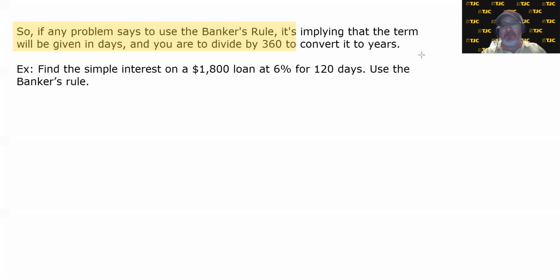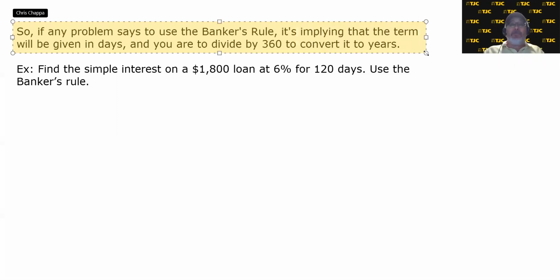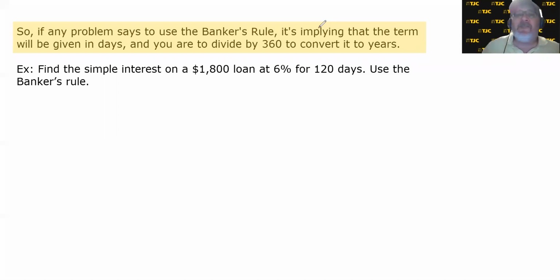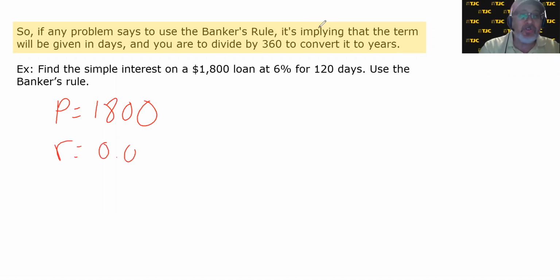Let me say that again, because this is really all it is. If any problem says to use the Banker's Rule, it's implying that the term will be given in days, and you are to divide by 360 to convert it to years. Aside from that, it's just another interest problem. For example, find the simple interest on an $1,800 loan at 6% for 120 days. Use the Banker's Rule. Our principal is $1,800. Our interest rate is 6%, 0.06.